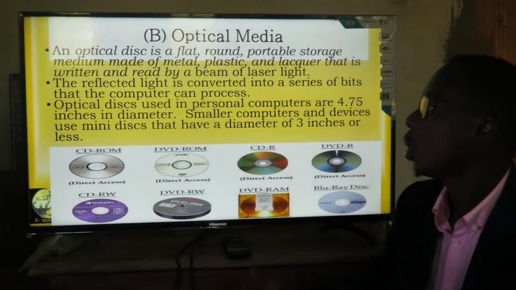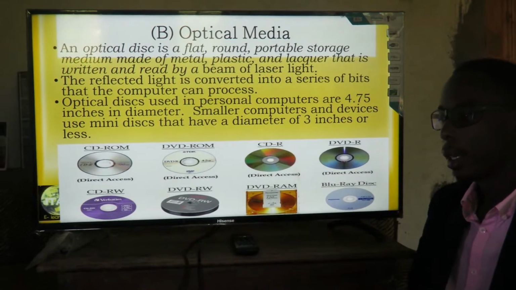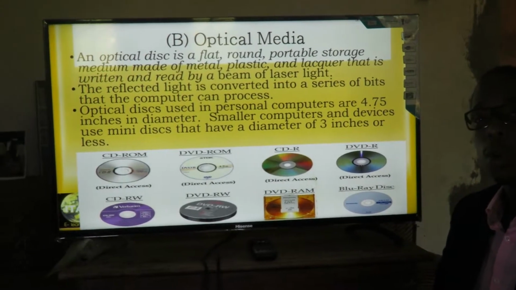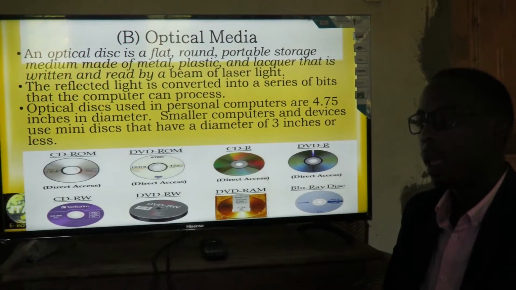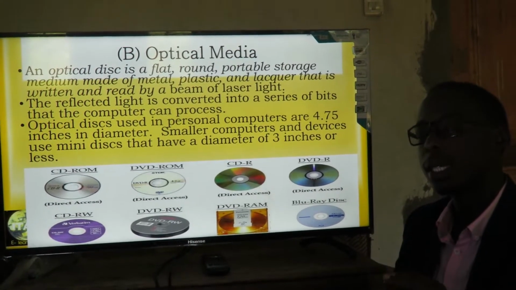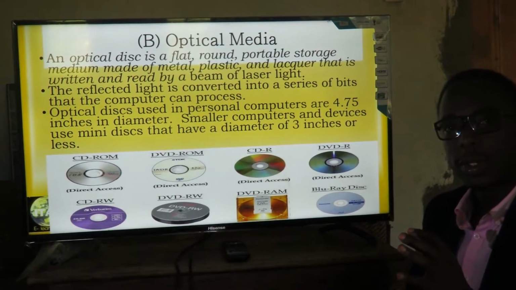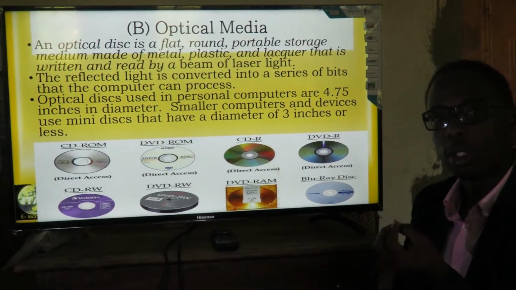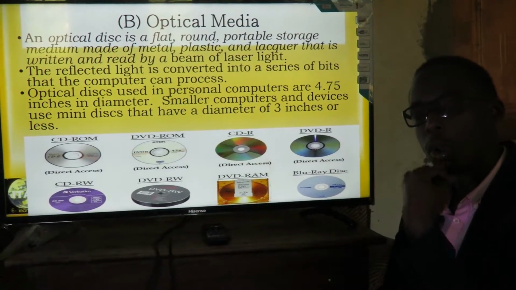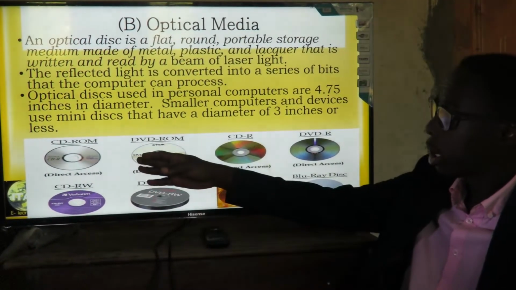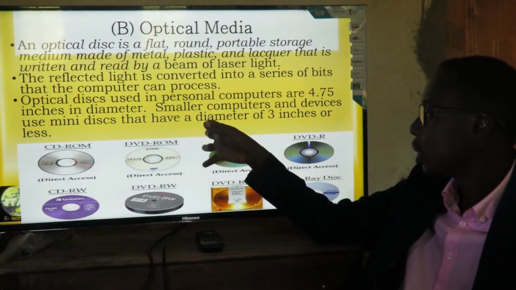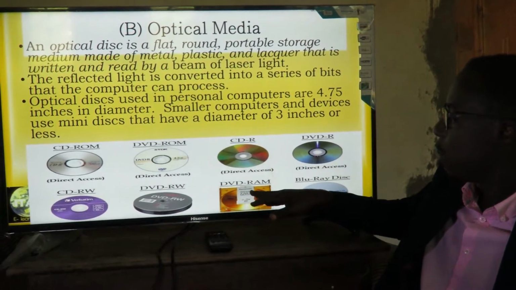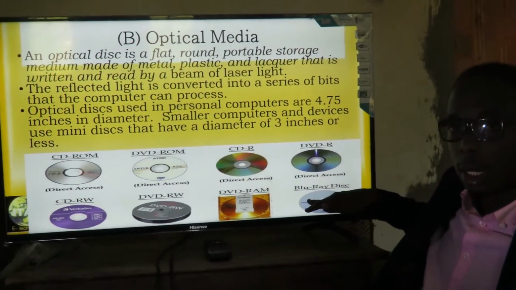We have optical storage media. The optical storage media is in most cases flat, round, portable storage mediums made of steel or plastic material. These devices are used to store data by use of optical material that reads or writes. Take an example of the CD-ROM, the DVDs, CDs, CD-RW, DVD-RAM, and the Blu-ray discs.